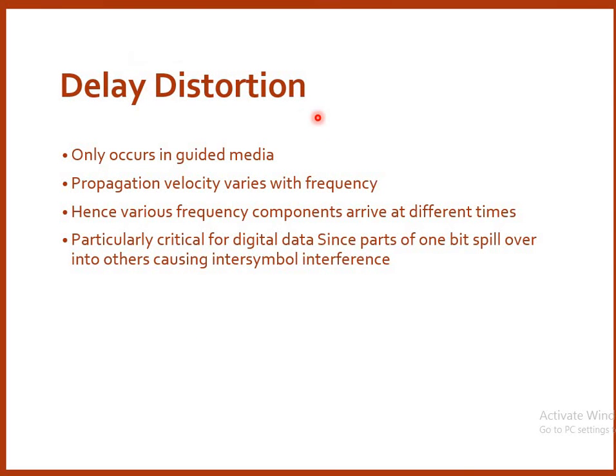Next type of impairment is delay distortion, which only occurs in guided media. The propagation velocity varies with the frequency, hence various frequency components arrive at different times. So from the transmitter to the receiver, if you're transferring a signal, the different frequency components, if they arrive at different times, will lead to delay distortion. It is particularly critical for digital data, since part of one bit spills over into another, causing inter-symbol interference.